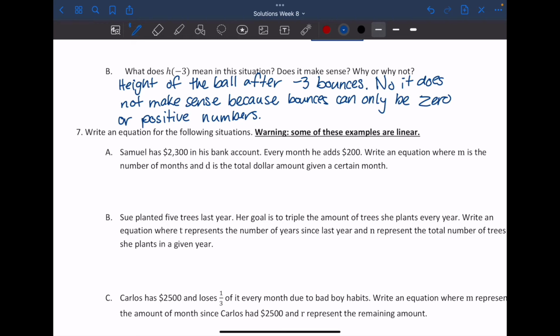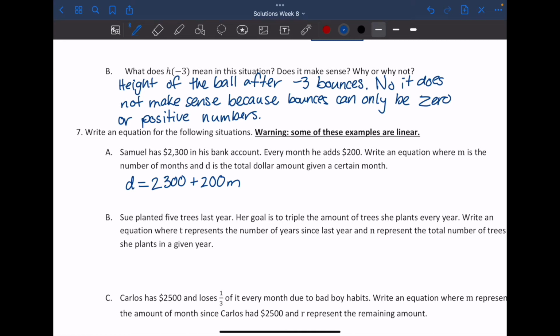So I am going to say that his dollar amount is equal to the $2,300 plus 200 every month. So D equals 2,300 plus 200m, and that is this one. So it's linear.